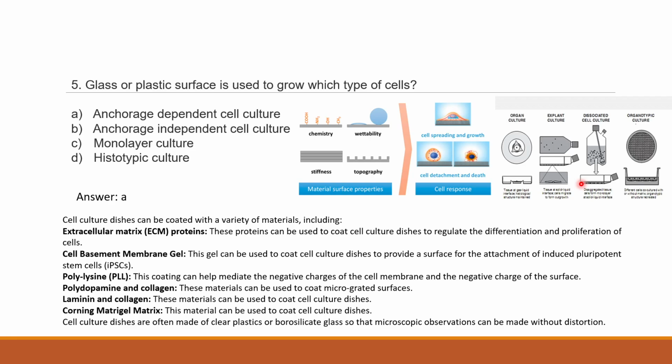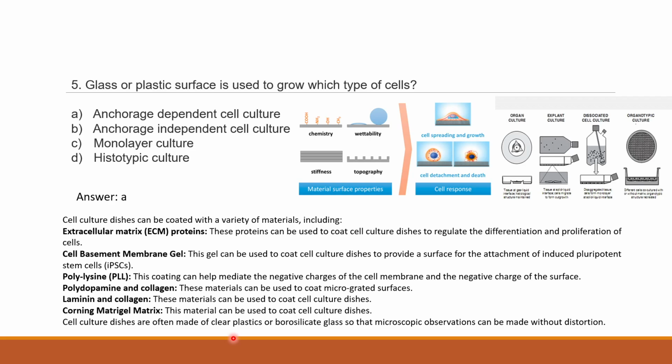Then we can also coat with polydopamine and collagen. These materials can be used to coat micropatterned surfaces. So there are again different surfaces you can see, like here, and this type of topography. So different materials can be coated on different surfaces. Then laminin and collagen. These materials can be used to coat any type of cell culture dishes. Laminin and collagen help in attaching the cells, and help in maintenance of the structure and proper morphology of the cell. They help in cell spreading.